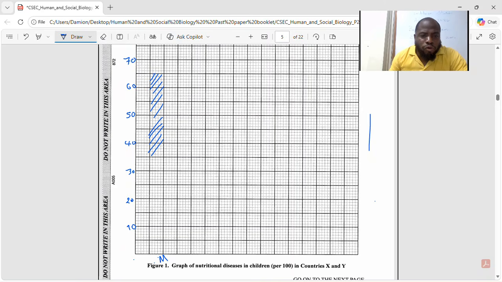So remember to take your rulers and your pencils to the exam so that you can do your proper drawing of the bar. What you'll do is use a different pattern. So this would have been X, which is 65, and of course country Y would have been 55. So that's right here.